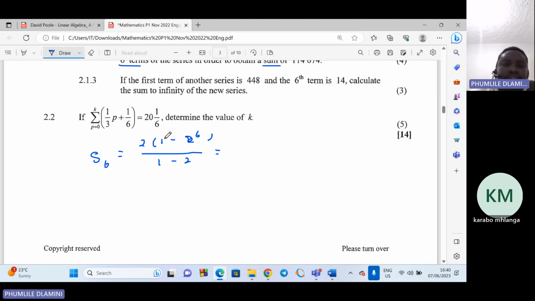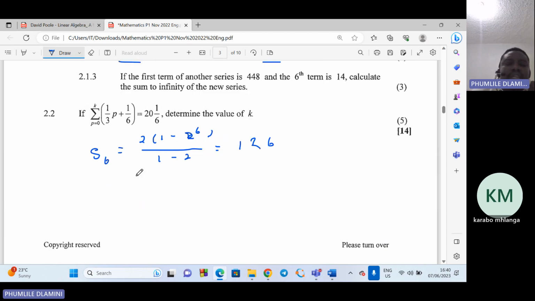Then if you use your calculator, what is 2 to the power 6? It is 64, yes? 1 minus 64 is negative 63. Negative 63 multiplied by 2 is negative 126. Negative 126 divided by negative 1, we're going to get 126. So when you get 126, this is the sum.